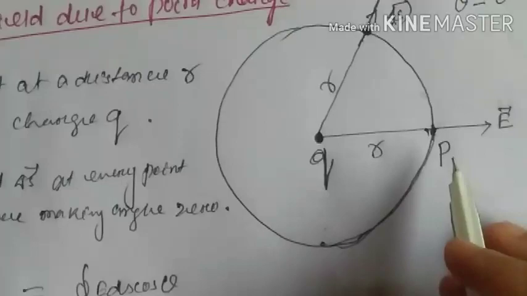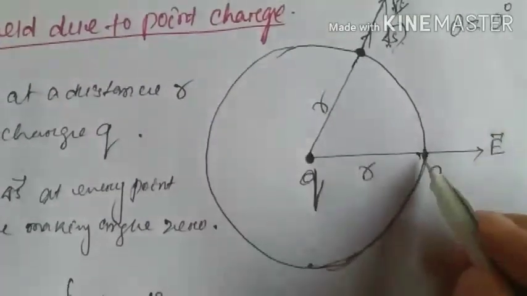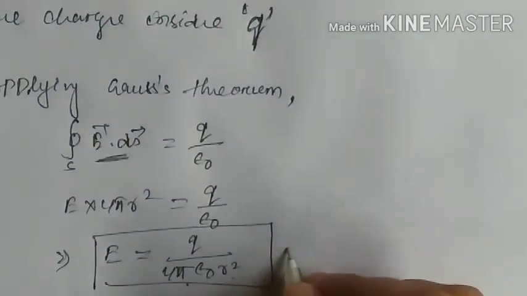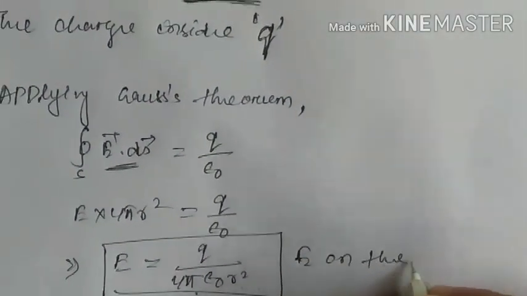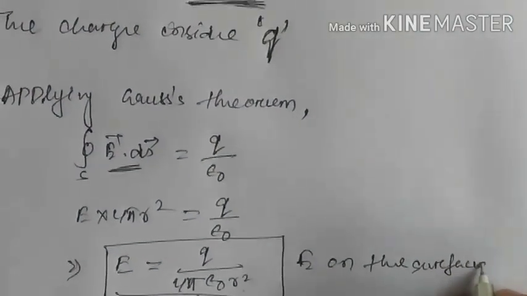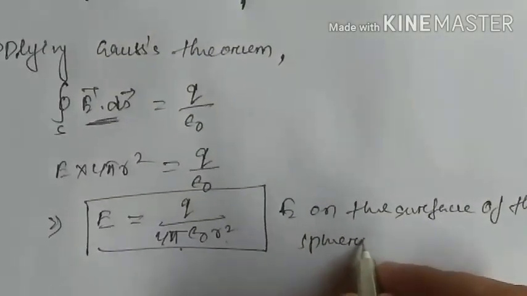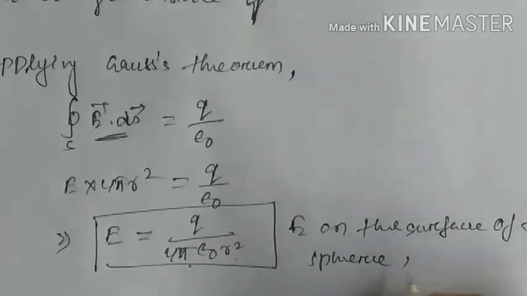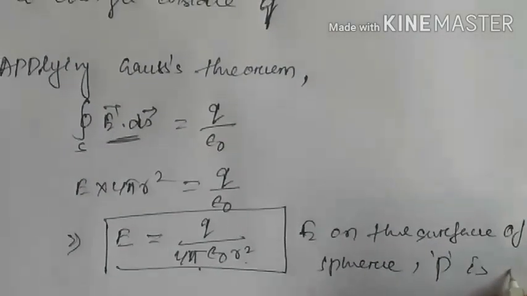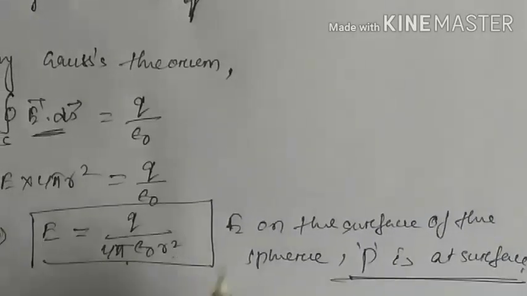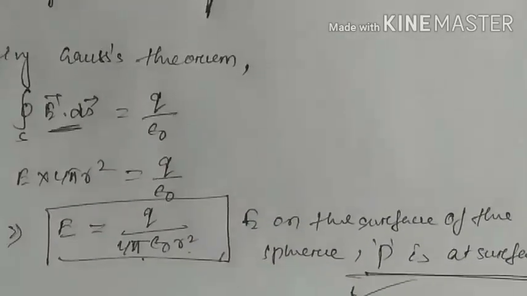So E is on the surface of the sphere, P is at the surface. So this is the value of E on the surface of the sphere, and P is at the surface. So this is the electric field at point P.